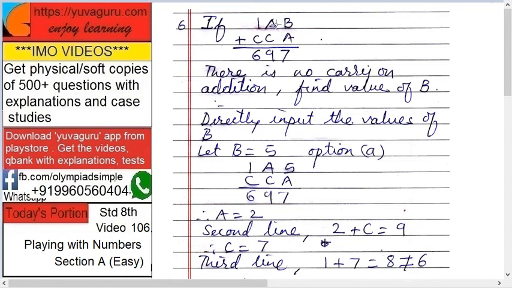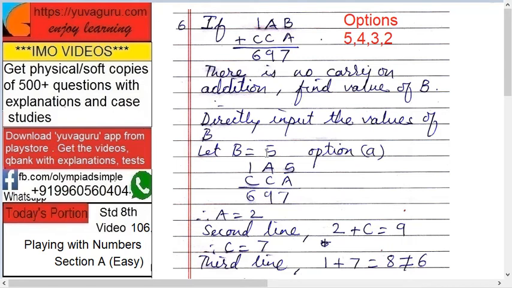If 1AB plus CCA equals 697 and there is no carry on addition, find the value of B. No carry on addition means B plus A is 7 only, it is not 17 or anything. So what you do is directly try to put the values of B that are given. Now these options 5, 4, 3, 2 would be given to you in the exam. So directly try each value of B and try to solve it.